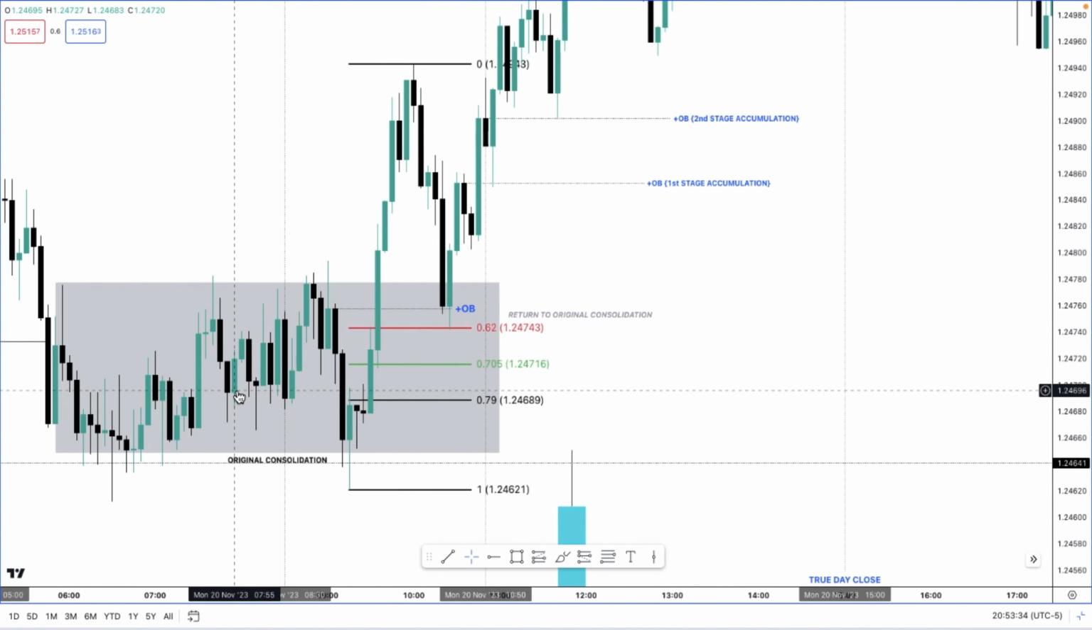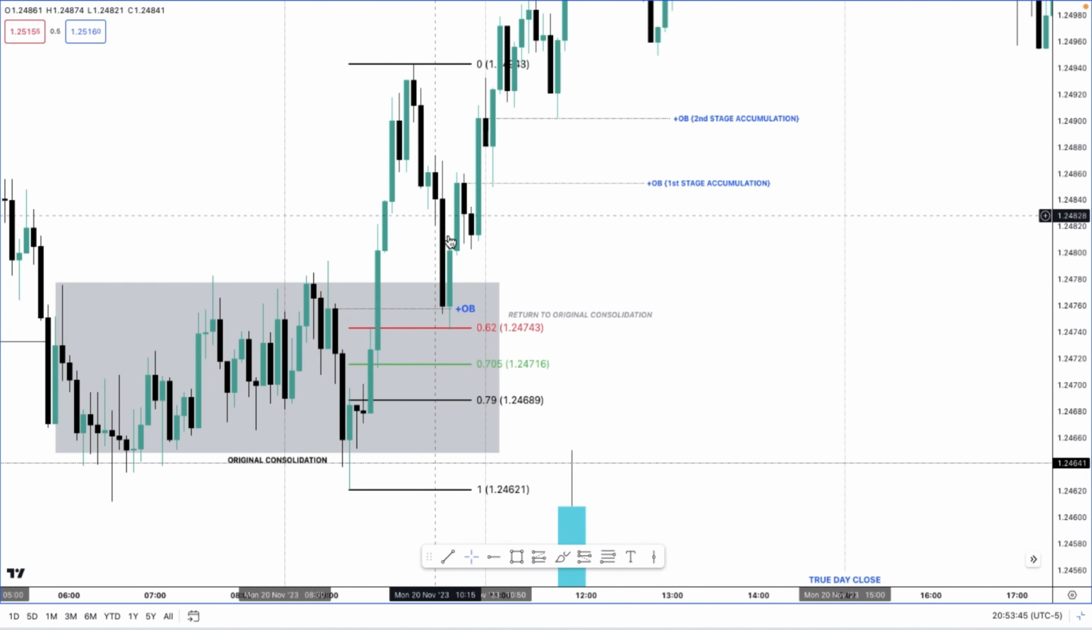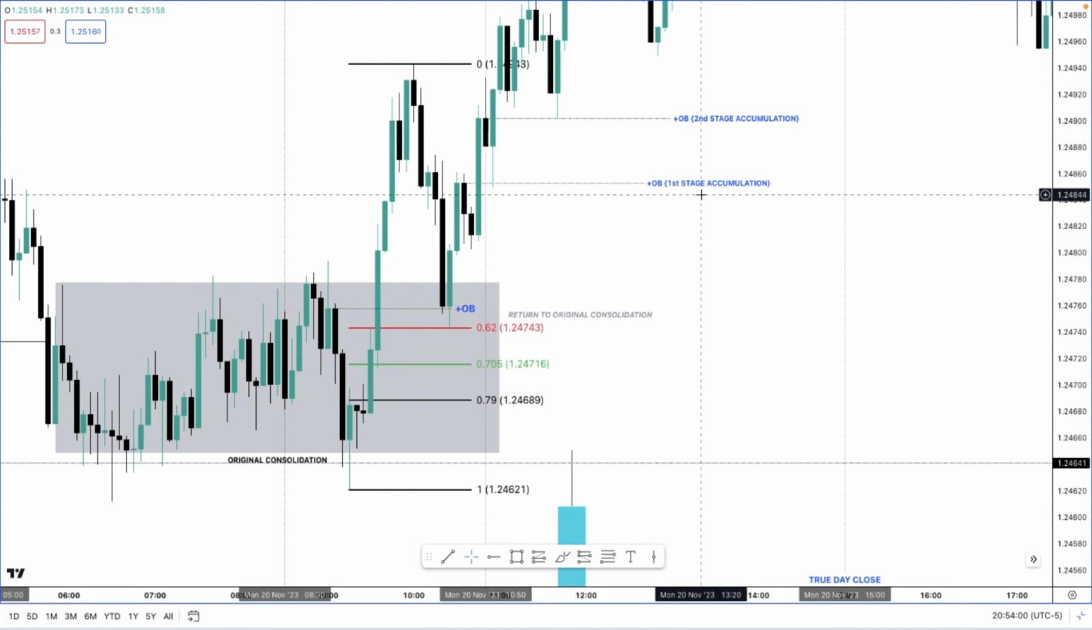Now, going back to the complicated stuff. So going back to ICT's personal trading model. Original consolidation, break above, return to original consolidation, break above, order block here, come back. That is the first stage, bullish order block accumulation. Smart money traders are accumulating there. After they have returned to original consolidation, now they're accumulating.